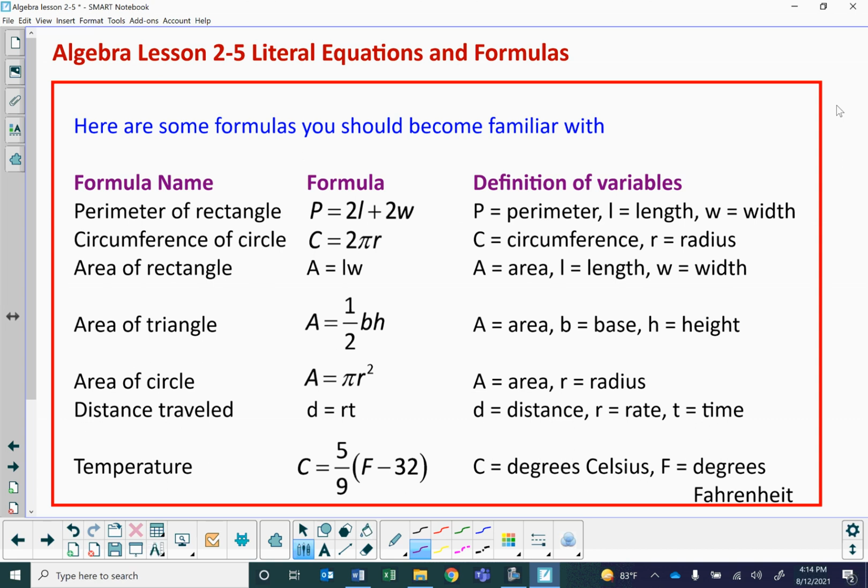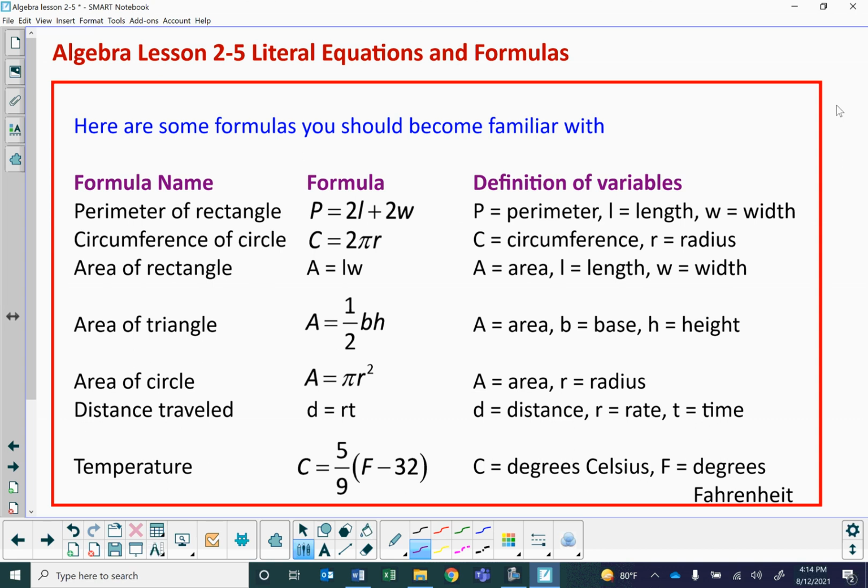Area of a rectangle. Area equals LW, which is length times width. A equals area, L equals length, W equals width. Area of a triangle. Area equals 1/2 BH, or sometimes that's referred to as BH divided by 2. Capital A is your area, B is your base, H is your height. Area of a circle. Capital A equals pi r squared, where capital A equals area and r equals your radius.